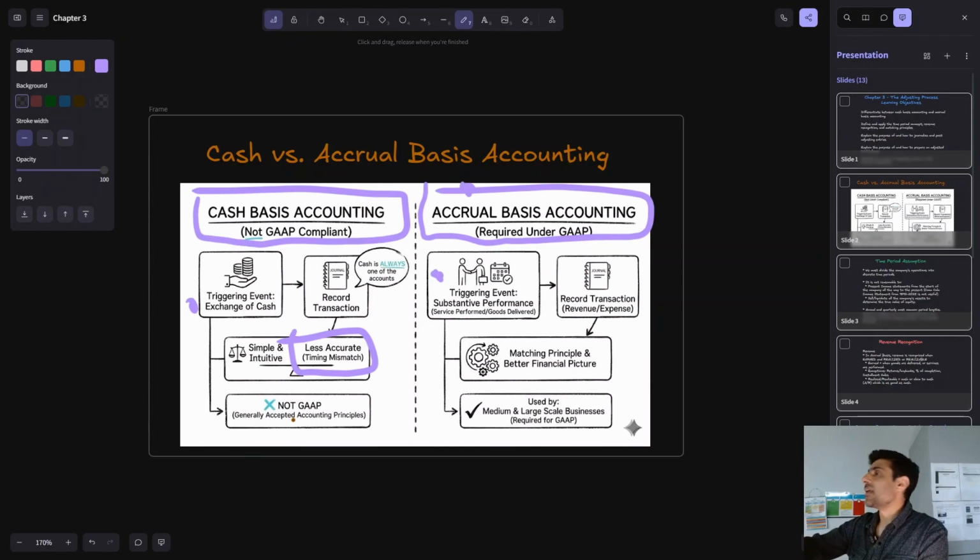Or let's say you did a service for someone in January and they paid you in March. In the cash system, you're going to show that sales happened in March because that's when the cash happened. And in January, when you actually did the work, it's not going to show that revenue. So it's not going to match up the timing of things correctly. But it's more simple because you just look at when cash is going in, when cash is going out. Okay, everyone understand? Yes.